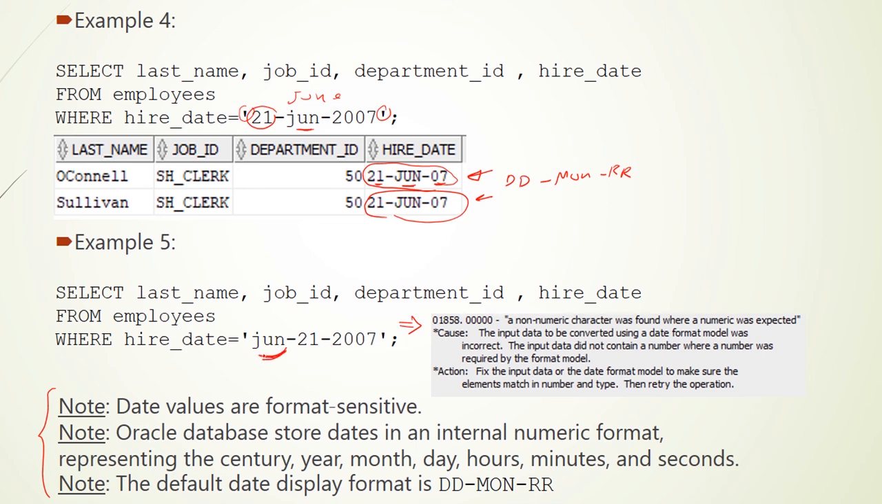Here we put a character, which is a month. It is expecting here a digit that represents the day, and we put here a character that represents the month. That's why it returns an error. A non-numeric character was found. This is a character, not a number. It is expecting here a number that represents the day. That's why it returns an error.